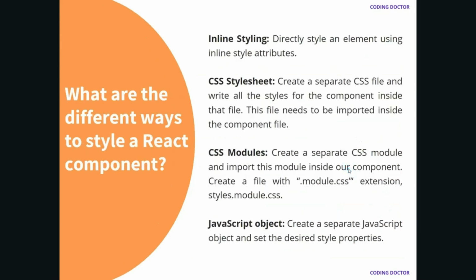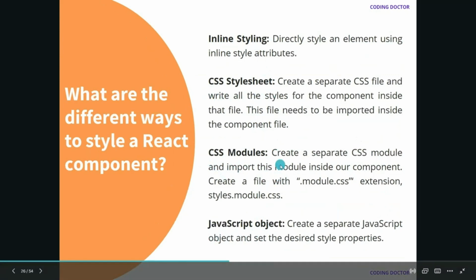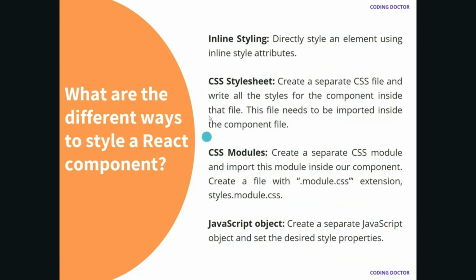Next question is, what are the different ways to style a React component? We have four different ways to style any React application. We can use inline styling, the CSS style sheet, CSS modules, and JavaScript objects. The preferred and recommended ways are the CSS style sheet or the CSS modules.